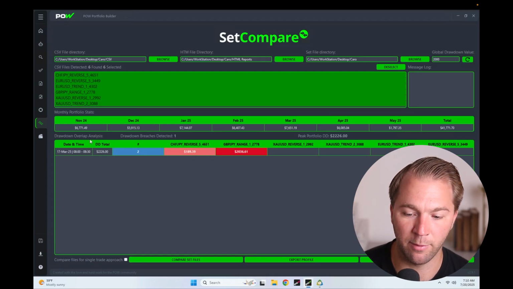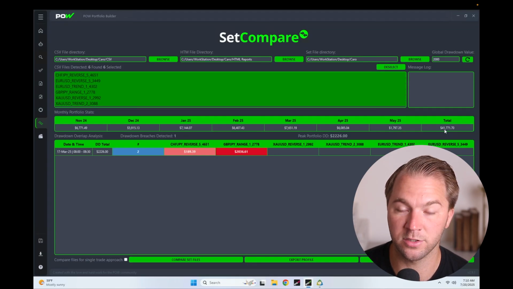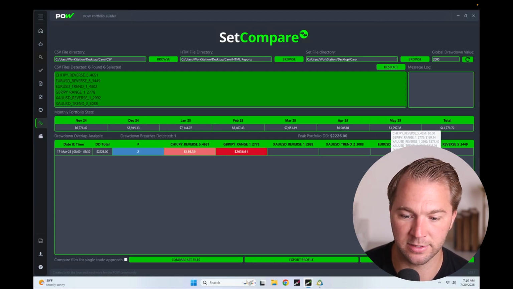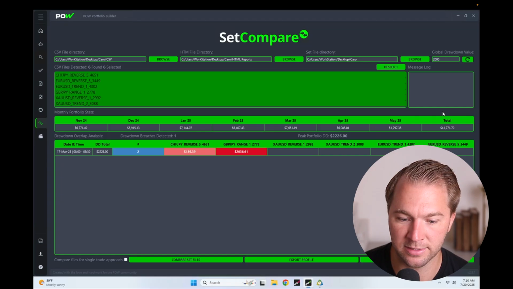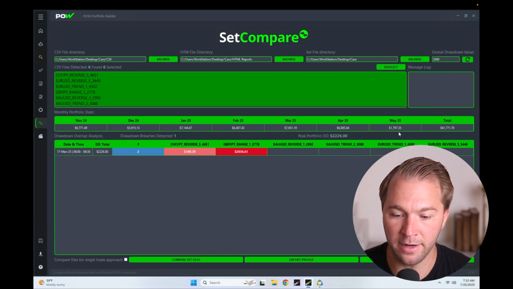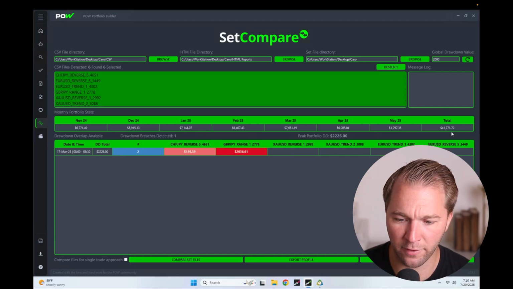So essentially what I've been able to do by mixing and matching different strategies that don't overlap with each other is I was able to create a set file that makes about $40,000 over, I think, about 6.5 months on a back test. You can see each month how much that account had made during this backtest period, and then therefore the total.